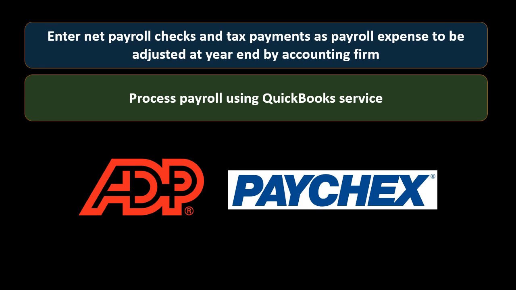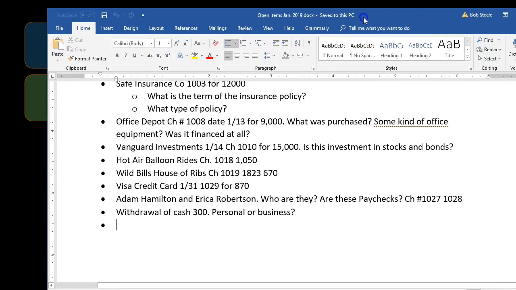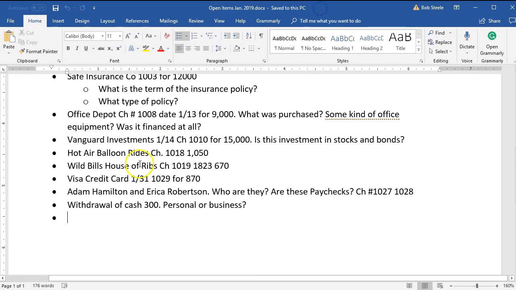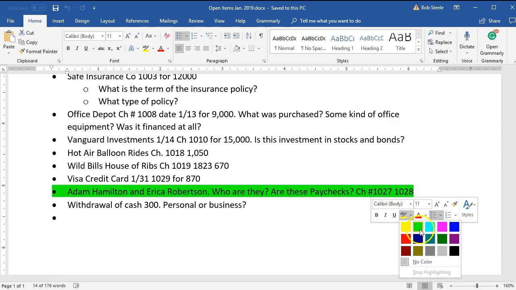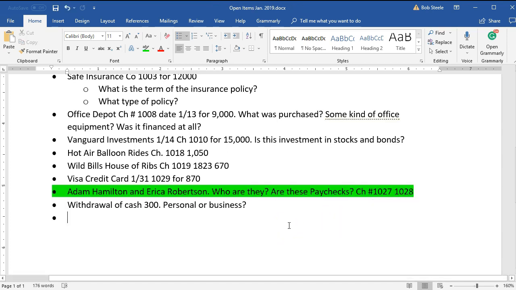We'll just be on the cash basis here as we input it. If we look at our open items then, we note that this is this open item here. So we had this issue with our paychecks. We saw those paychecks in the system, and now we're going to go back in there and say, okay, those are paychecks. What are we going to do with them? Easiest thing to do with them would just be to categorize them as payroll expense and not break out the gross pay and the net pay.